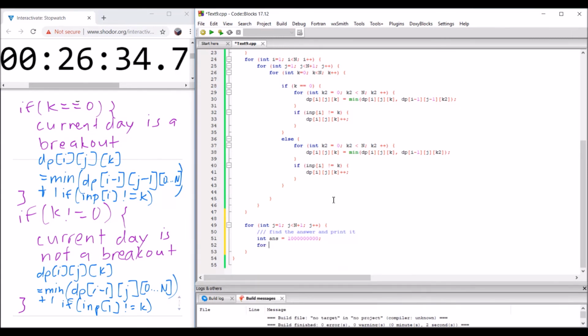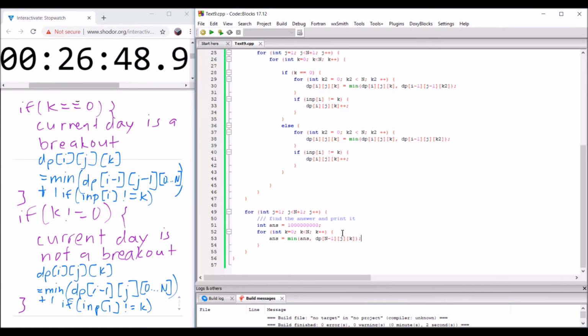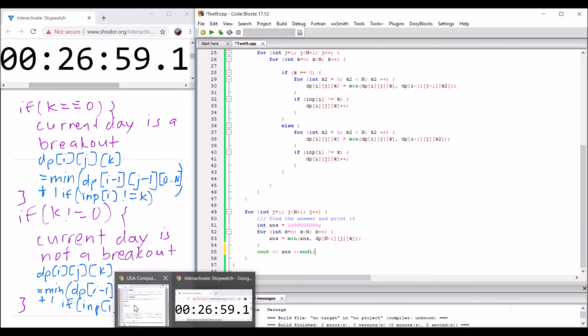So for k, it can go from 0 to n. The answer is the minimum of what it currently is, and dp[n-1][j][k]. So for all possible values of the last number, we're taking that into account when we're printing the answer. Okay, let's run this. Just going to copy the input.